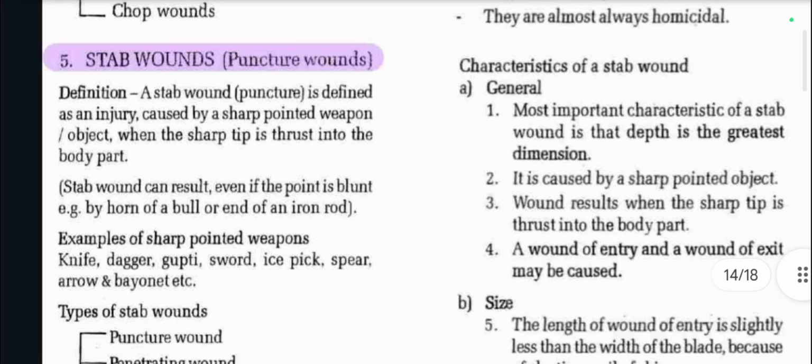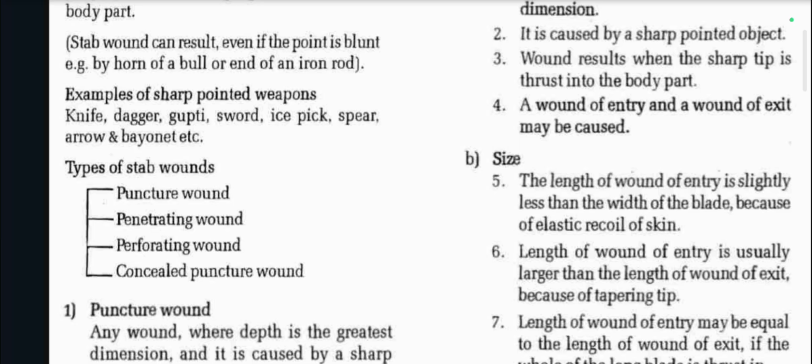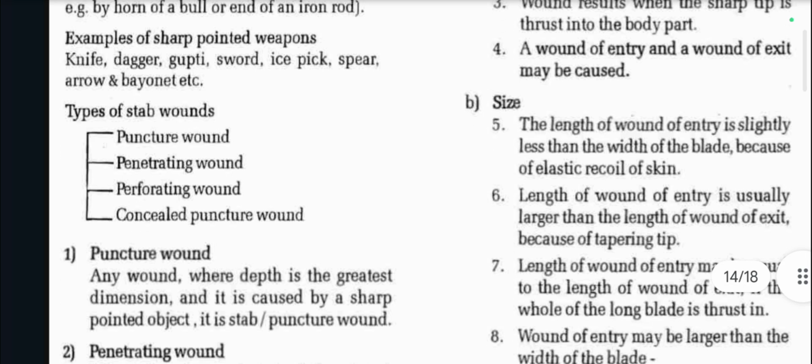Now, what are stab wounds? These are also called puncture wounds. A stab wound or puncture is defined as an injury caused by a sharp pointed weapon or object when the sharp tip is thrust into the body part. So, a stab wound can result even if the point is blunt, for example by the horn of a bull or the end of an iron rod. Examples of sharp pointed weapons are knife, dagger, gupti, sword, ice pick, spear, arrow, and bayonet, etc.